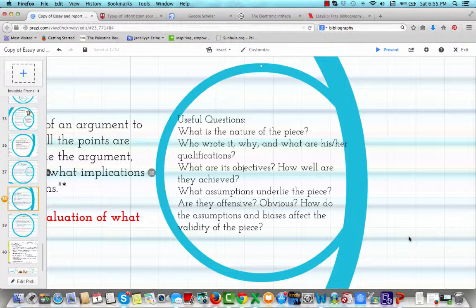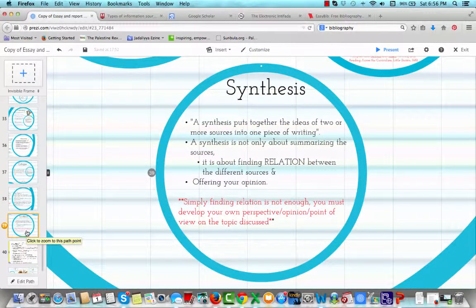Remember back to the weight loss pill articles, or this new kale miracle food that makes you lose weight, or Coca-Cola being helpful to the human body. If you read a piece like this, how do you critique it? You look at the author, you look at who funded the work, you look at the nature of the piece: who wrote it, why, and what are the objectives? Is it to sell a specific drug? Is it to sell Coca-Cola? And what assumptions underlie the piece? Meaning, does the writer think that the reader knows what Coca-Cola is? Did they define what Coca-Cola is? And is the piece offensive, or is it obvious? So that's it, ladies and gentlemen. That's all you need to know.